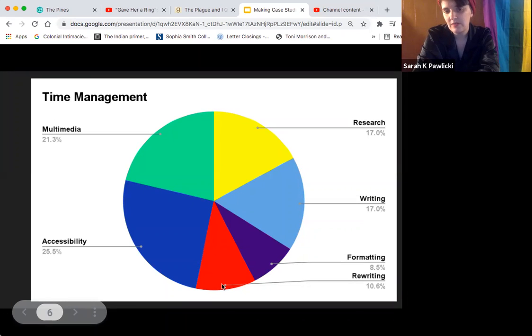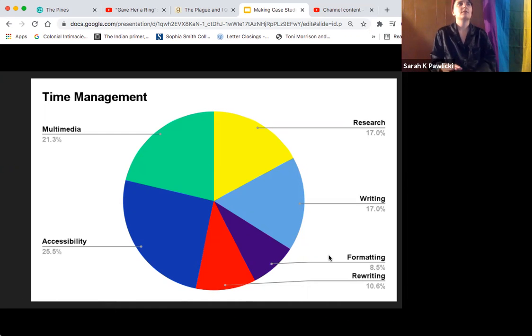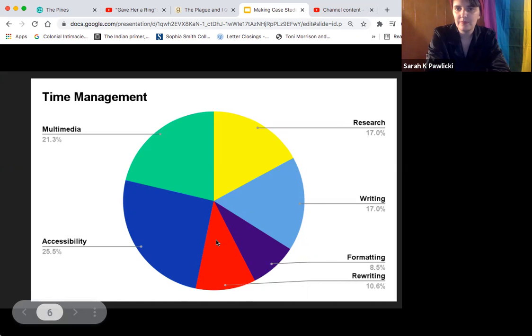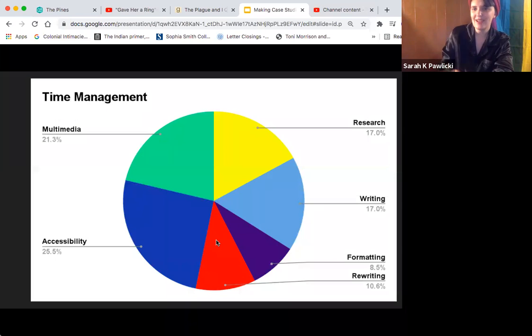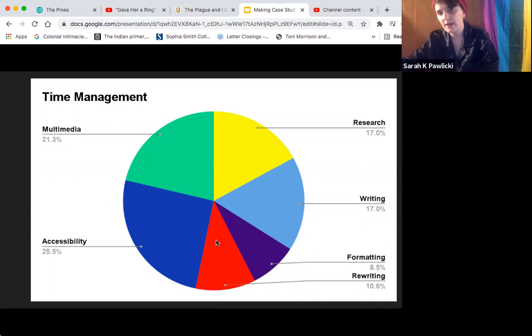Rewriting usually takes about 10% of the process time, and formatting the case study, which is slotting it into the very specific template that Repair, our collective, usually uses, takes less time, about 8% of the time budget. I did not break this down into specific hours because I do not intend to be prescriptive in any way in terms of how many hours you should be spending on each of these components, but rather provide a sense of how much time in comparison to other components of the case study project each discrete component generally takes, at least for me.